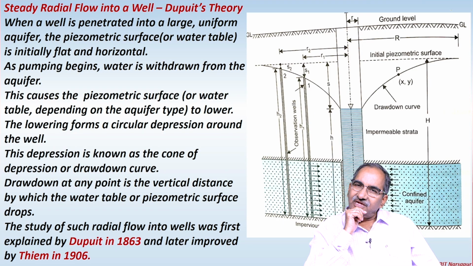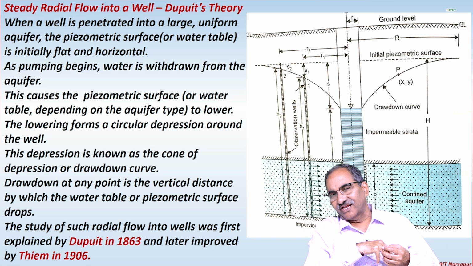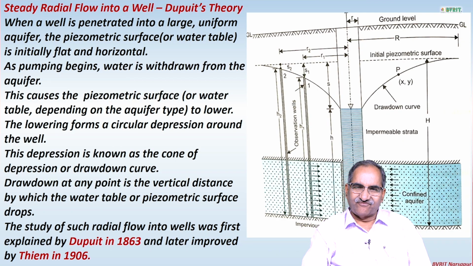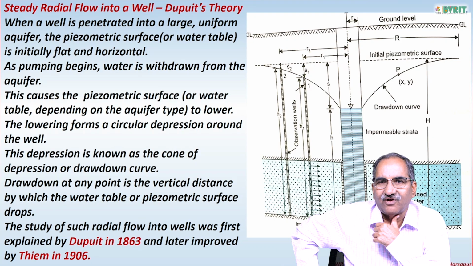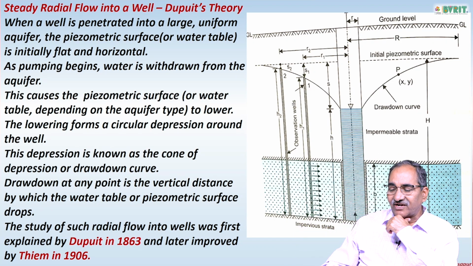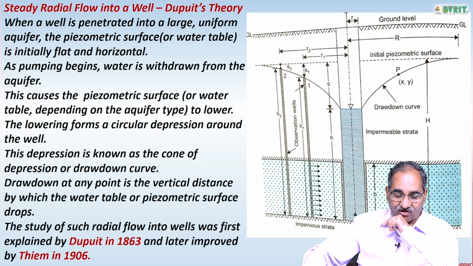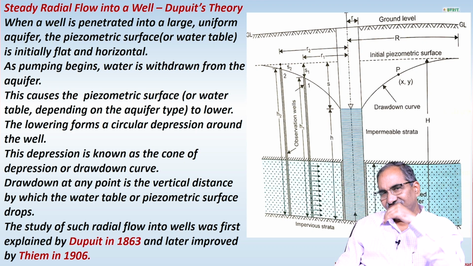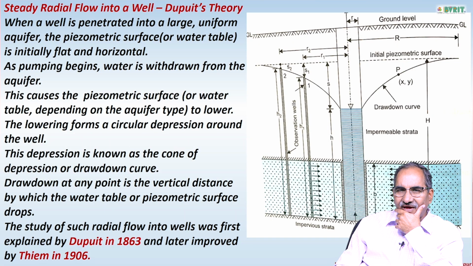But in the case of a confined aquifer, there is no water table. Here, instead of the water table, the initial level is what we call the piezometric surface. That piezometric surface takes the shape of a cone of depression once pumping has started, as shown in the figure here. That cone of depression is also called the drawdown curve. How much the water level has decreased from the initial water level is the main thing, and that is represented by the drawdown.